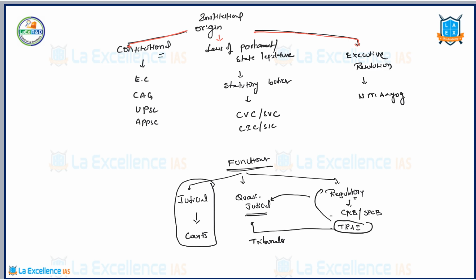So, one way we can classify them is as judicial, quasi judicial, and regulatory bodies, and by their origin, constitutional and non constitutional bodies. In the non constitutional bodies, we have statutory bodies and organizations that are created through executive resolution. So, this is the syllabus of polity and Indian Constitution in GS paper 2. Am I clear till now?